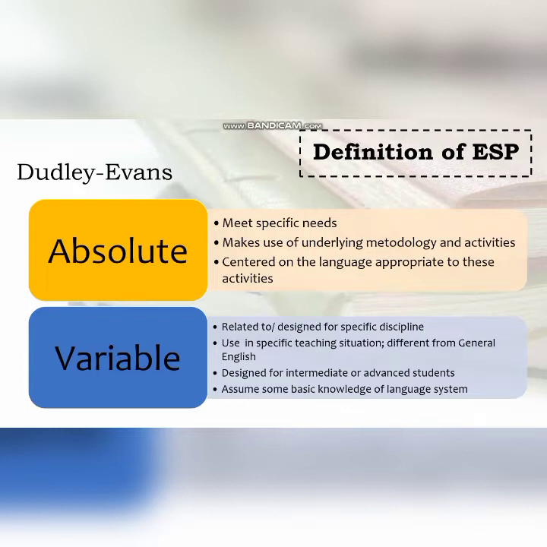the activities. Tidak jauh berbeda dengan definisi dari ESP yang dipaparkan oleh Stevens tadi. Dia juga meet specific needs, juga menggunakan appropriate activities centered to the language. And in variable characteristic, ESP should relate it to or design for a specific discipline. Students in a hotel or nurse field should learn about English related to their discipline. And the second one is used in specific teaching situation, different from general English.